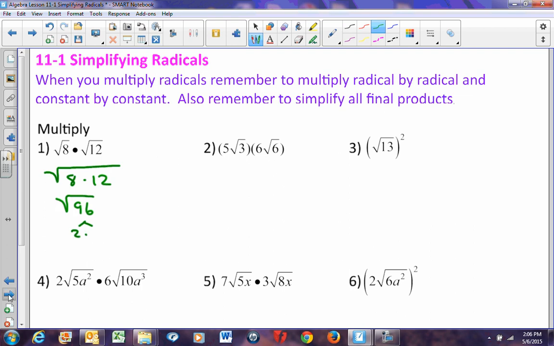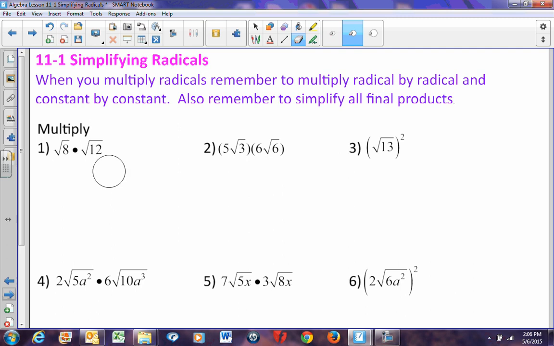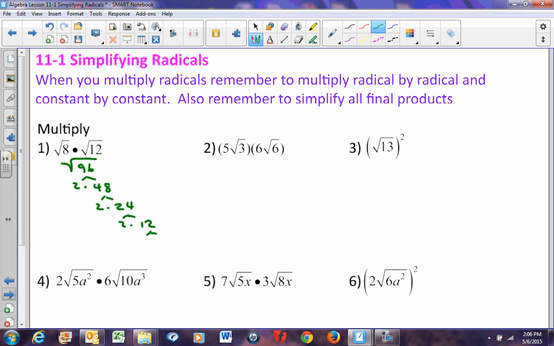So this is 2 times 48, which is 2 times 24, which is, I'm running out of space, so I'm just going to move this a little bit. I'm just going to erase this so I can do this better. This is the square root of 96, which is 2 times 48, which is 2 times 24, which is 2 times 12, which is 2 times 6, which is 2 times 3.